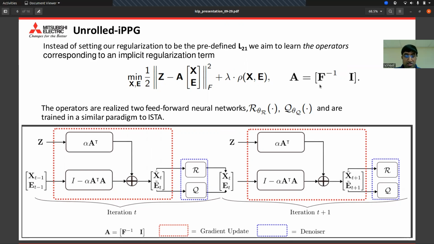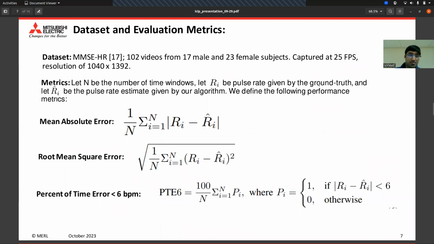This problem formulation achieves state-of-the-art results on the MMSE-HR dataset. This dataset is composed of 102 videos of 17 male and 23 female subjects and is captured at 25 frames per second.